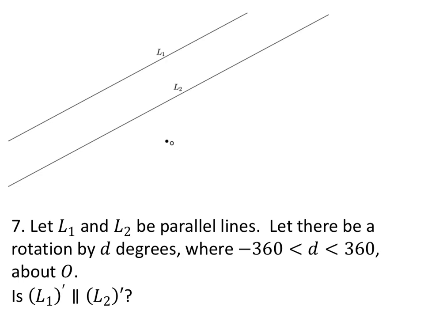Let line L1 and line L2 be parallel lines. Let there be a rotation by D degrees, just some number of degrees, all right? Ignore the inequality right here. About point O, so we are rotating it about this point. And after we do the rotation, we'll answer this question: is line L1 prime parallel to line L2 prime? Take a moment and rotate these two. Some number of degrees, you get to choose.